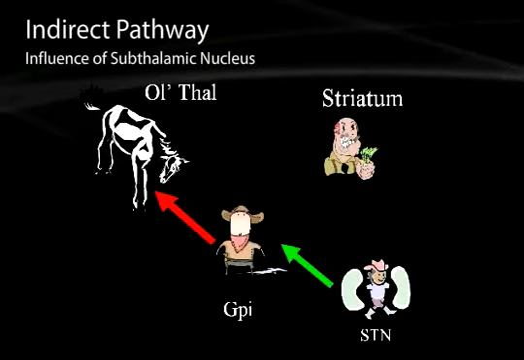Now let's go to the indirect pathway. To do this, we have to add more characters. And this can get a little bit complex. But like any cowboy who's holding back that horse, any good cowboy's got a girlfriend on the side. That girlfriend is sitting in the stands of the rodeo. The stands would be STN, or subthalamic nucleus. So the girlfriend in the stands is STN.